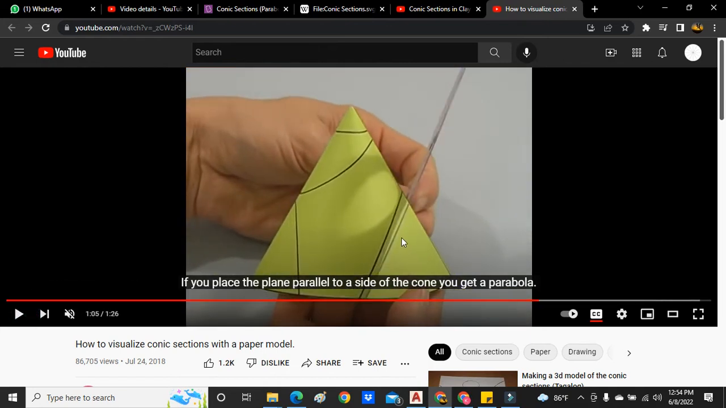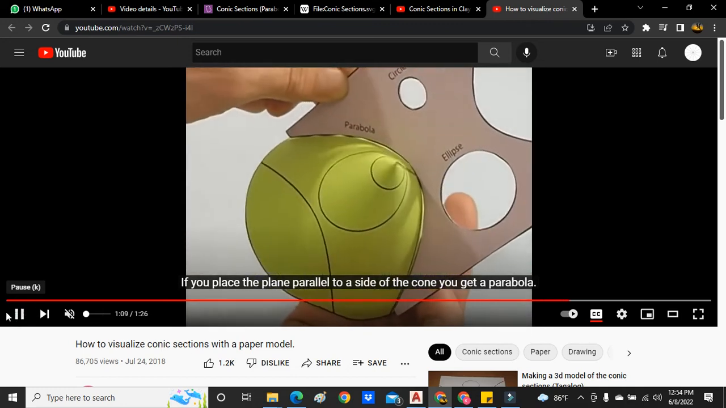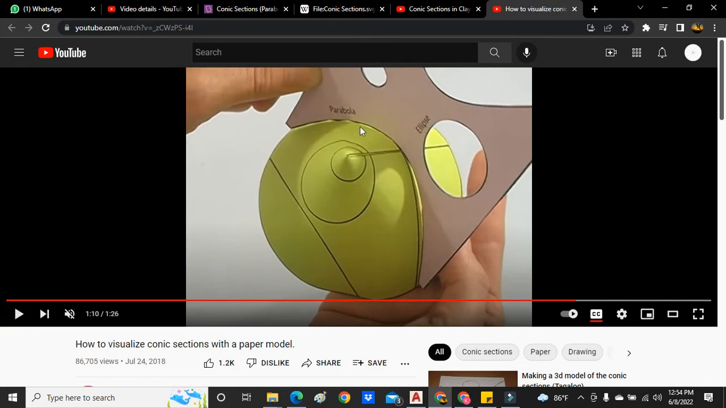Now this shape that is here, pay attention to this cut. This cut is parallel to the side. So you see this side here? This cut here is actually parallel to the side. So if you cut it parallel to the side, you get a parabola. You understand that? So take a look at the shape. And a parabola is just this curve that is here.